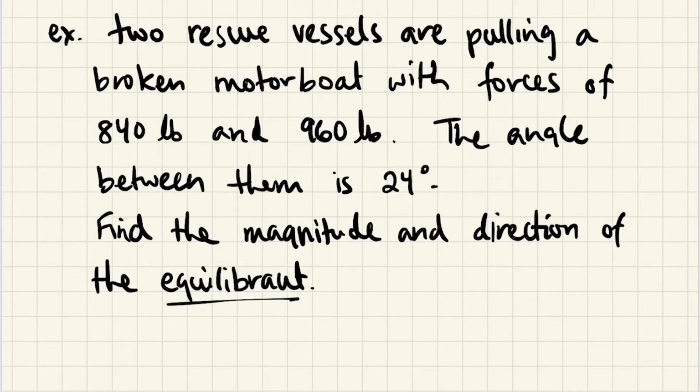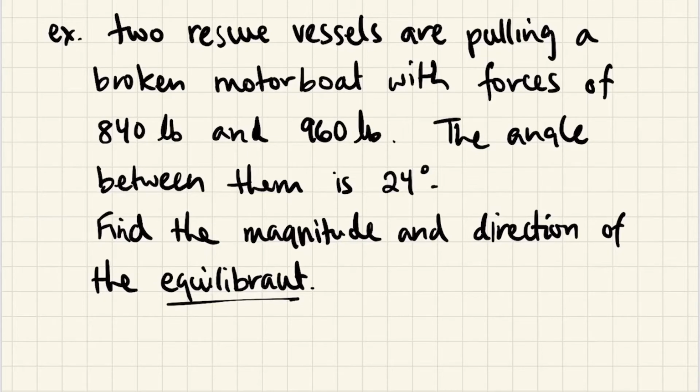Okay, so here we have two rescue boats pulling a broken boat with forces of 840 and 960 pounds. And they're pulling in mostly the same direction, but there is a slight angle between them of 24 degrees. And this time we want to find the magnitude and direction of the equilibrant. Okay, so that's the exact opposite of the resultant. But in order to do that, we need to actually find the magnitude and the direction of the resultant, and then simply move the arrow to the other side.